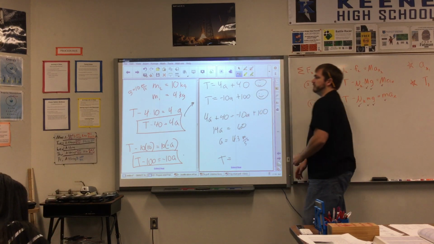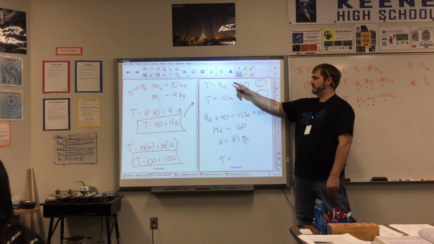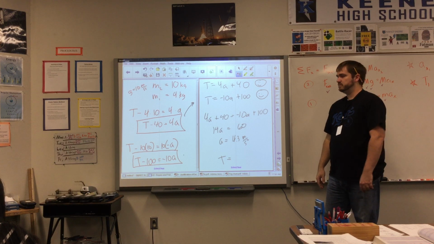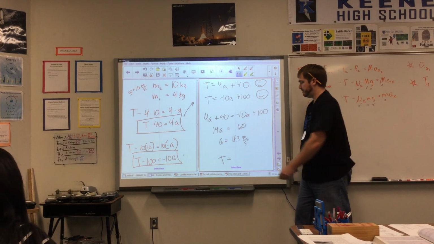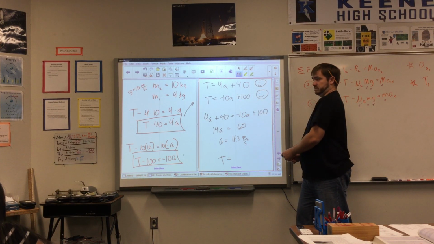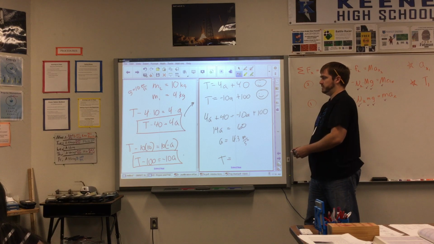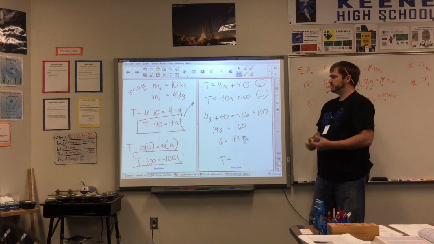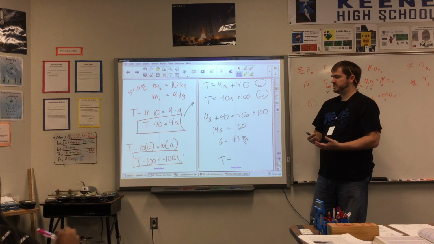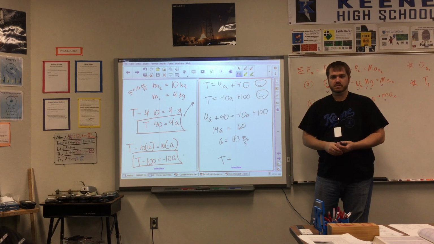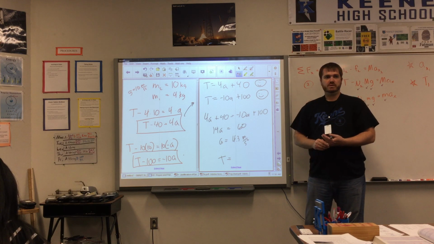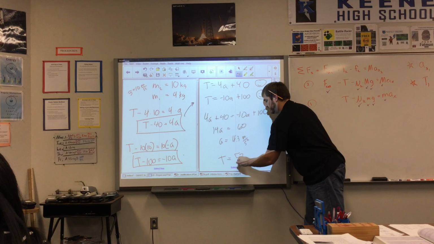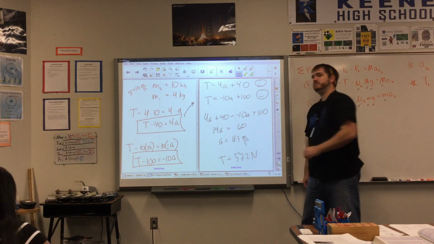Tension equals 4 times 4.3 plus 40. Wait, hold on, 4.3 times 4, sorry. So it should be like 60 something maybe, plus 40. 50, 60, 70 newtons, somewhere in there. 57.2 newtons.